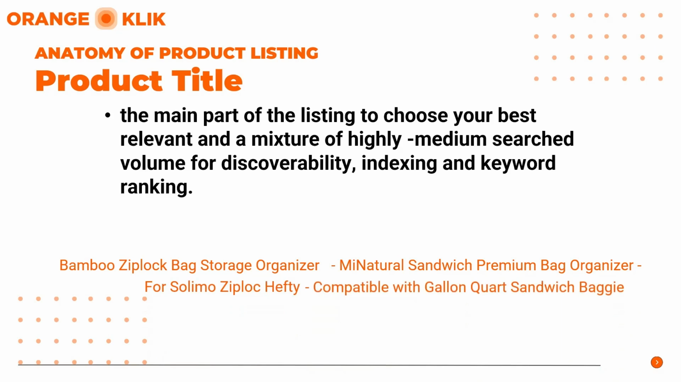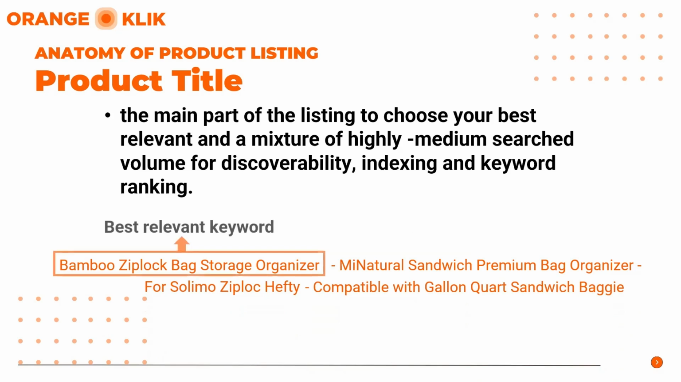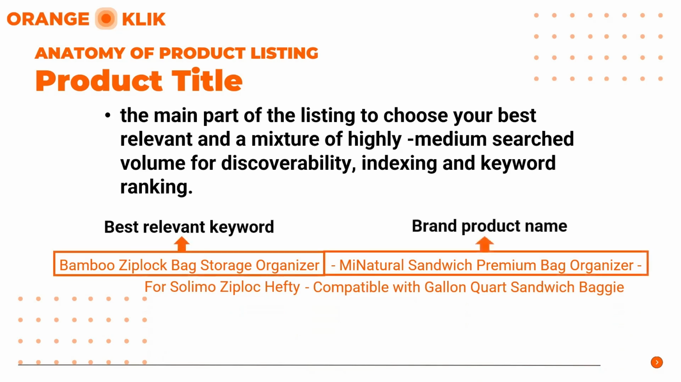So in this example, the bamboo Ziploc bag storage organizer is the best relevant keyword. Then the brand name, Mi Natural Sandwich Premium Bag Organizer, is the brand product name. Then for what it is for, and it's for the Solimo, Ziploc, and Hefty. So it is directed to the products that it is compatible with.